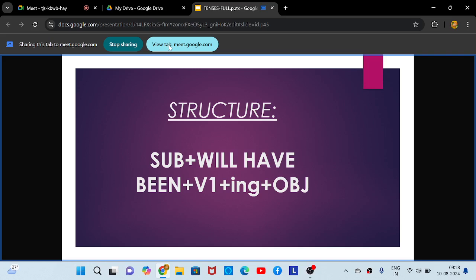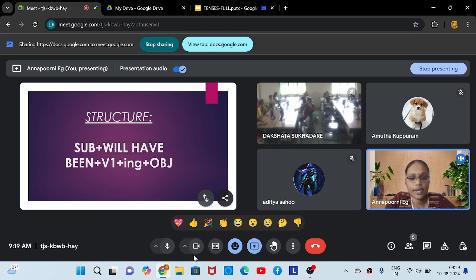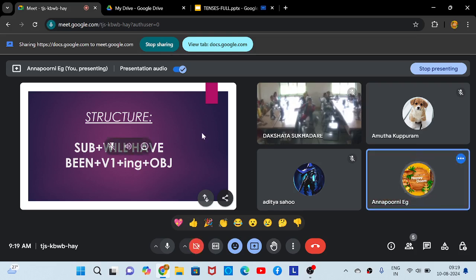Please remember, if you are using future continuous or perfect continuous, there are totally 6 continuous tenses. One is present continuous, then present perfect continuous, past continuous, past perfect continuous, future continuous, and future perfect continuous.